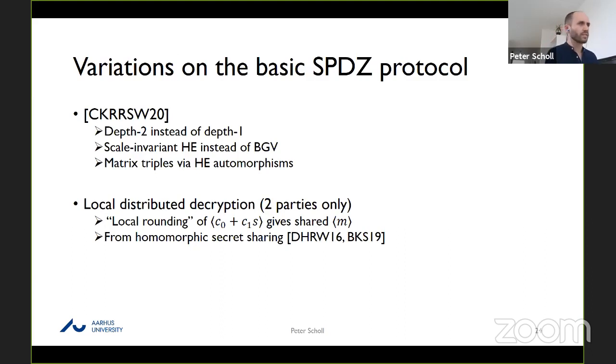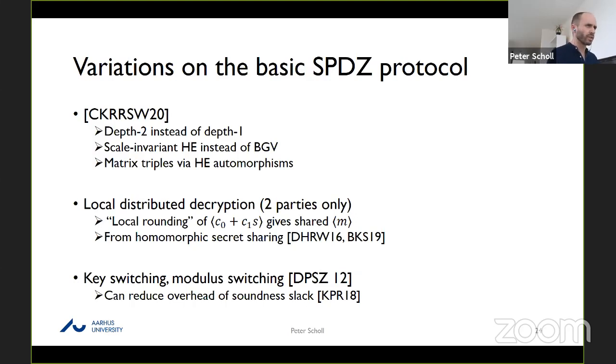One problem with this is it still needs a super polynomial modulus. Even though you don't have noise drowning, you actually get a kind of correctness error from the rounding if you don't have a big gap between the message size and the modulus. And this comes from spooky encryption and homomorphic secret sharing techniques.